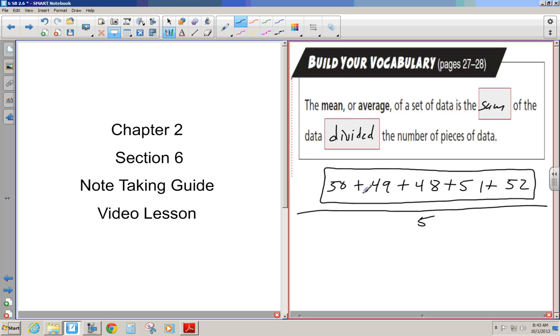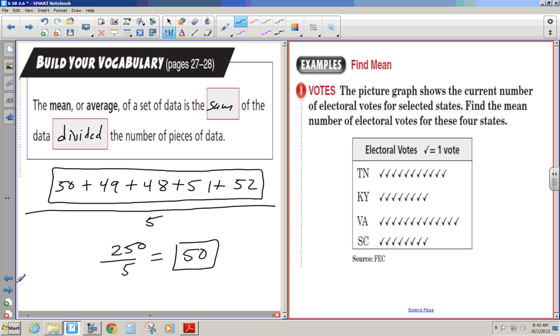So if we looked at this data set, it's 250 divided by 5. The mean score is 50. So that's all we're going to be doing here.